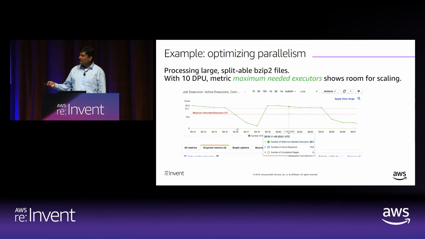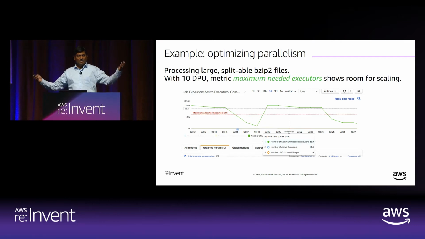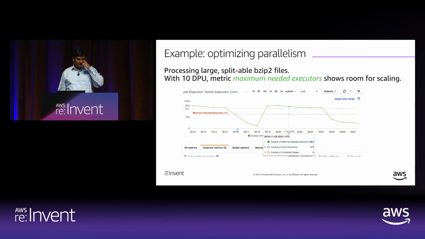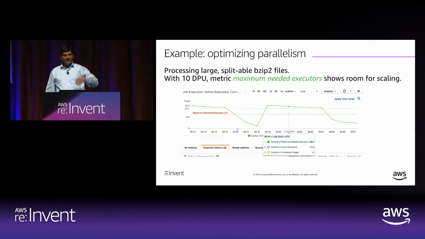There's the red line. This is run with 10 DPU. That tells you the maximum number of executors that the system has. You said, I want to run this thing with 10 DPU. You get something like 17 executors. There's some number of executors that are overhead. And the green line is the instantaneous number of executors that could be used at any particular time in the program. And you can see it going up and down.